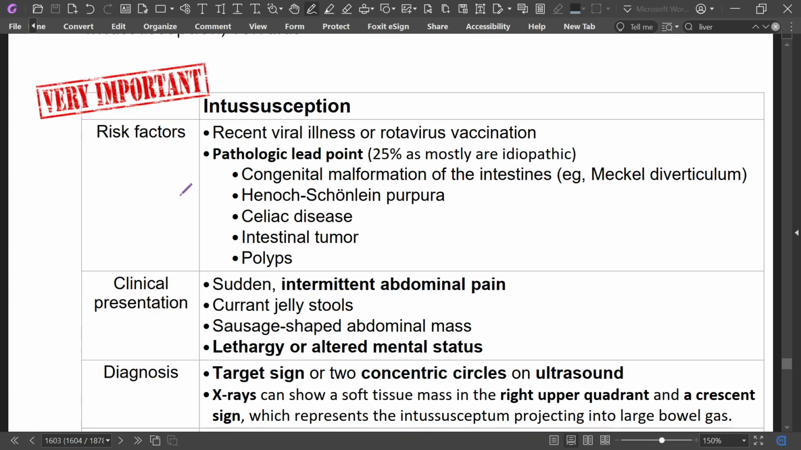So again, HSP, Meckel's, celiac disease, intestinal tumor and polyps. You have to think of these things. There is sudden intermittent abdominal pain. There may be currant jelly stool. There may be a sausage-shaped abdominal mass. And lethargy and altered mental status may happen.